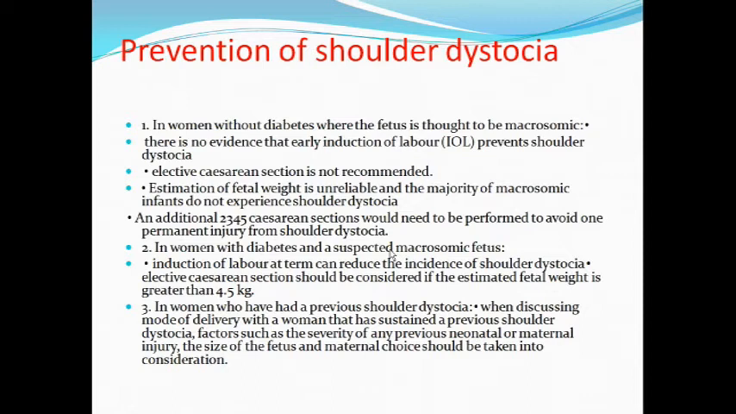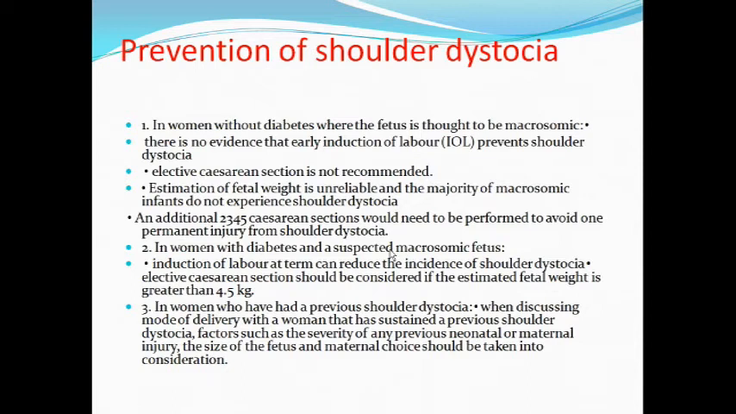So estimated fetal weight is unreliable and the majority of macrosomic infants do not experience shoulder dystocia. An additional 2,345 cesarean sections would need to be performed to avoid one permanent injury from shoulder dystocia. So not only for shoulder dystocia do we usually do cesarean section. Only if there is a risk of cephalopelvic disproportion, clear cut cephalopelvic disproportion, only in that case do we take for cesarean section.